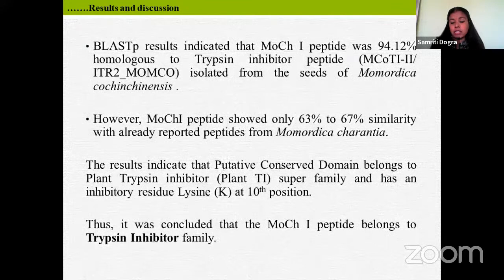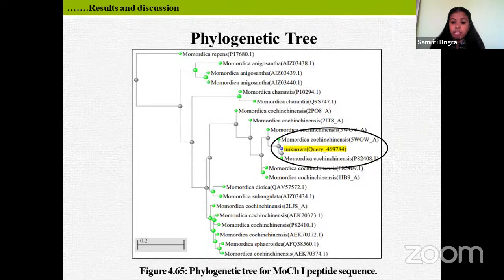However, this is very strange. MOCH1, which we isolated from Momordica charantia, shows 63 to 67% similarity with the already reported ones, whereas it shows high similarity with another species. This result indicated that the putative conserved domain belongs to the plant trypsin inhibitor, the plant TI superfamily, and has a reactive residue lysine at the 10th position. This is the phylogenetic tree showing the homology between our query sequence and the other sequences.